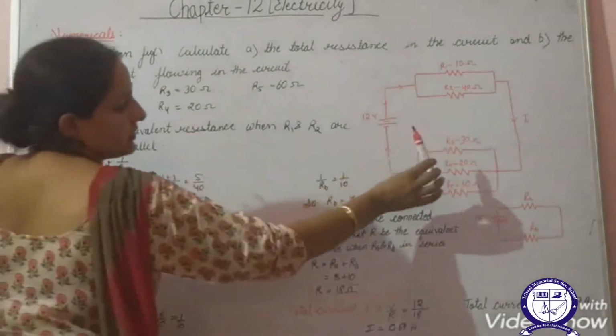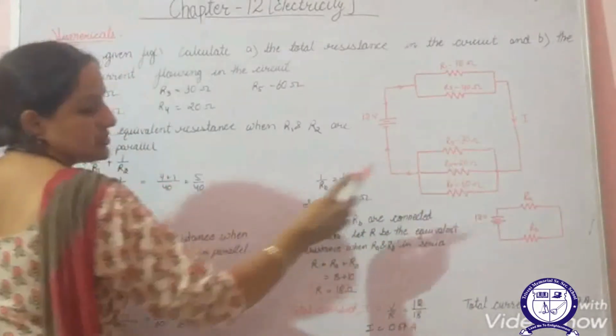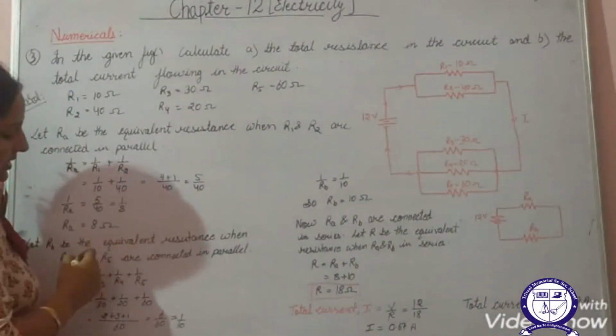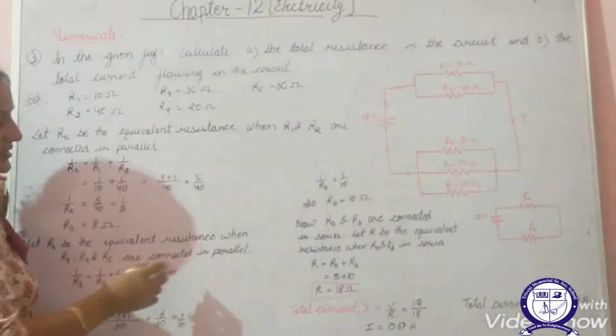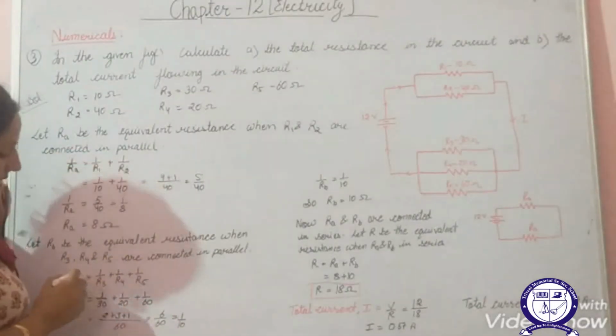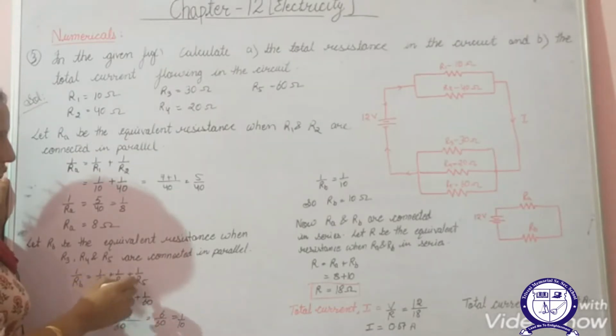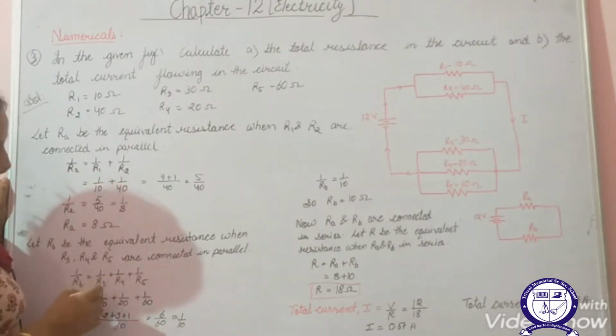Next is, I have stated that these three will also be in parallel. So let RB be the equivalent resistance when R3, R4 and R5 are connected in parallel. So 1 by RB is equal to 1 by R3 plus 1 by R4 plus 1 by R5. R3 is 30 ohm, R4 is 20 ohm, R5 is 60 ohm.